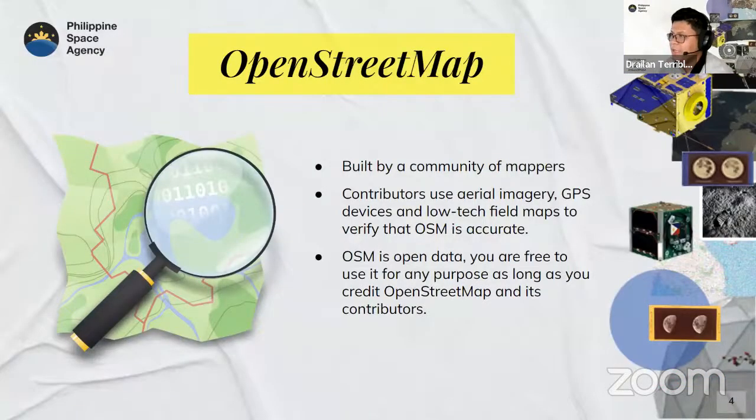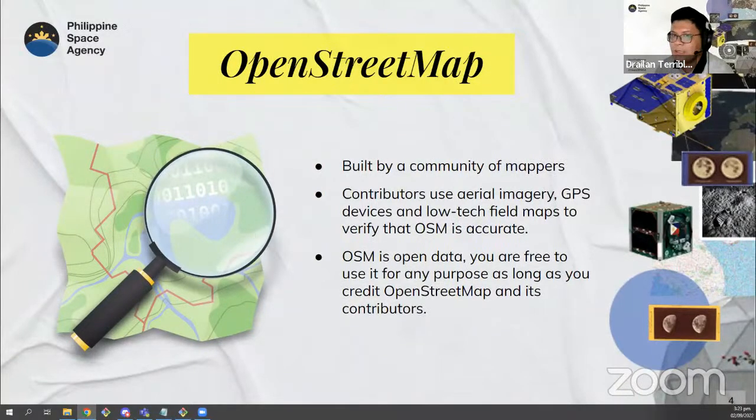The next is OpenStreetMap, or OSM. It is built by a community of mappers. Contributors use aerial imagery, GPS devices, and low-tech field maps to verify that OSM is accurate. OSM is open data. You are free to use it for any purpose as long as you credit OpenStreetMap and its contributors.